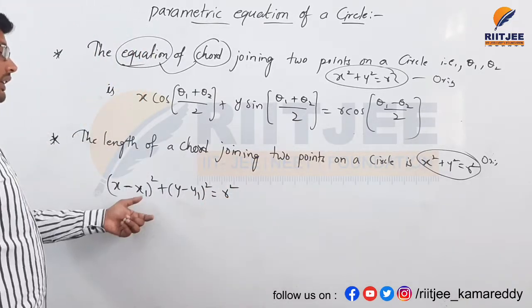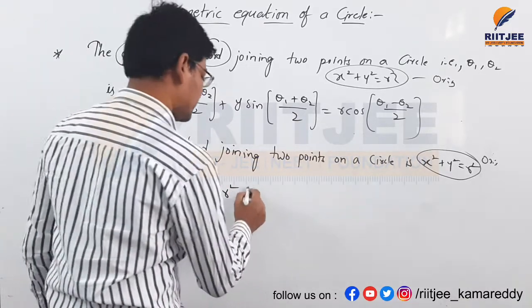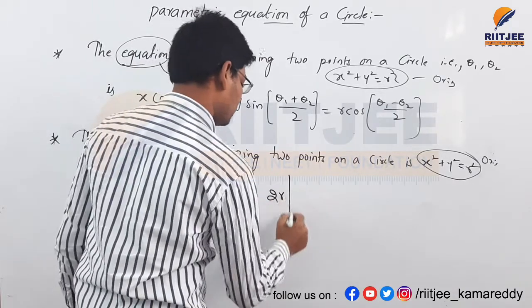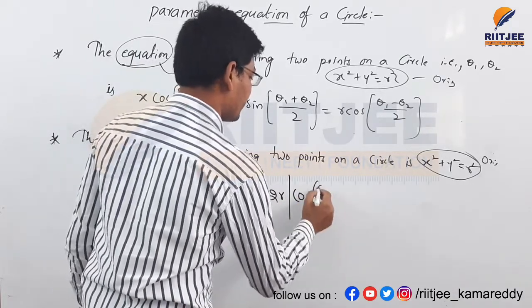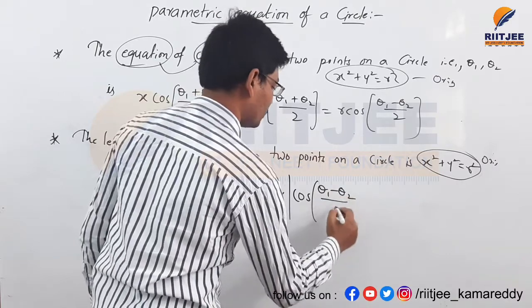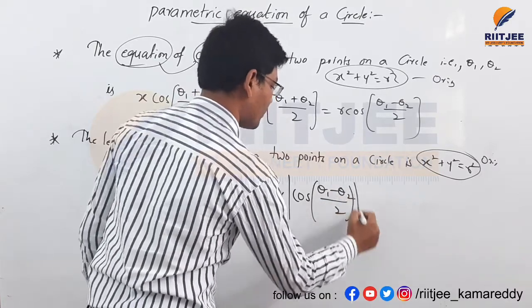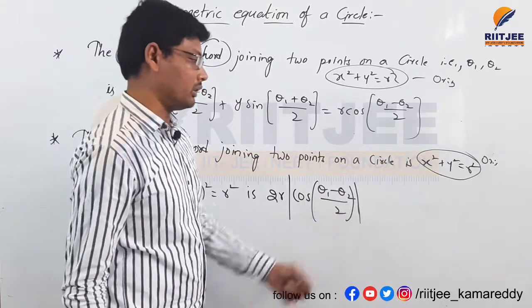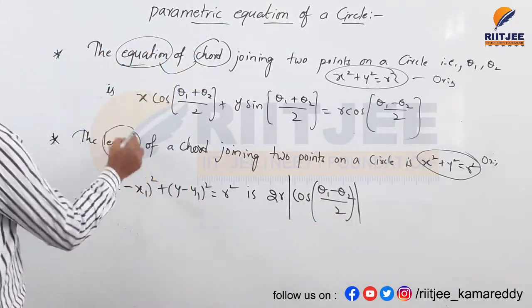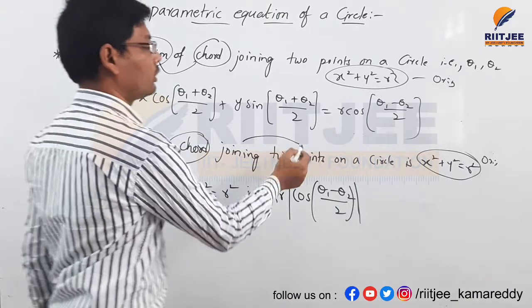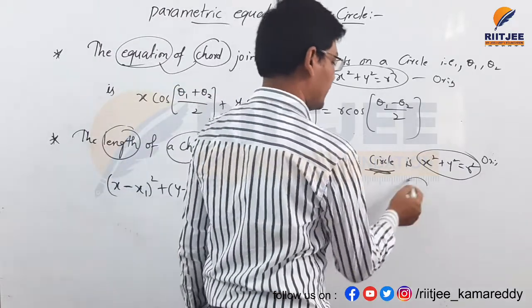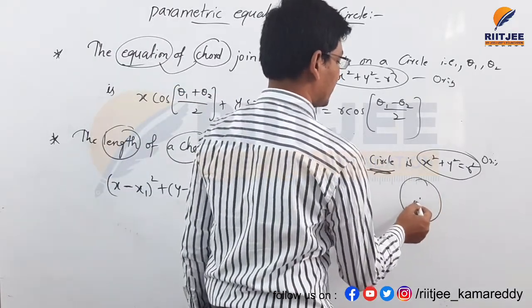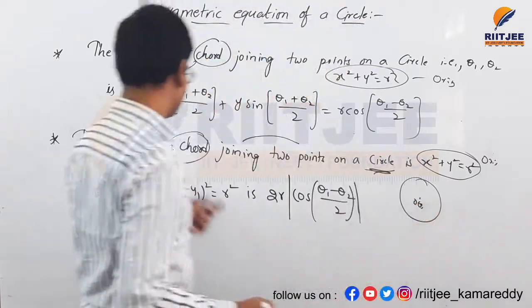And here the length of the chord is 2r into cos of (theta 1 minus theta 2) by 2. This is the modulus of 2r into cos of (theta 1 minus theta 2) by 2. This is the length of the chord joining 2 points on a circle when the circle has its center at the origin. This is all about the length of the chord.